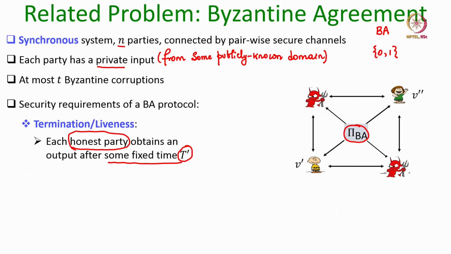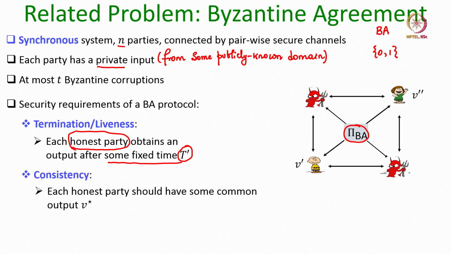And this time T' varies from one protocol to another. Later on we will see varieties of Byzantine agreement protocols. So, one BA protocol may have a different T' compared to another BA protocol and so on. So, that is the termination or the liveness requirement.